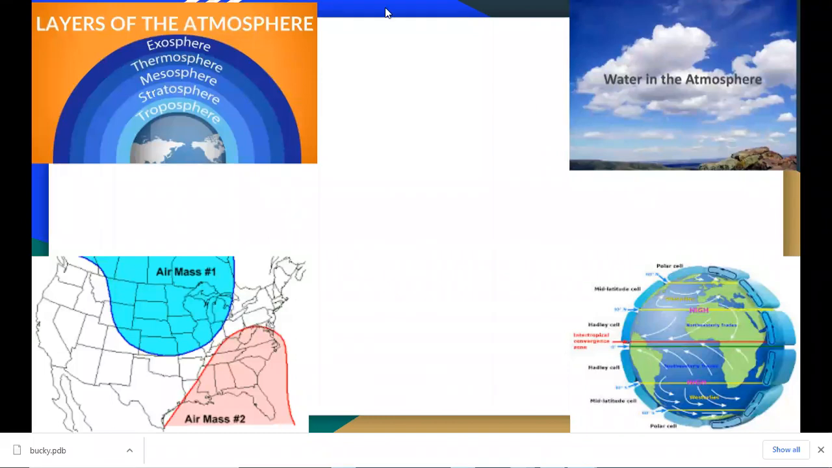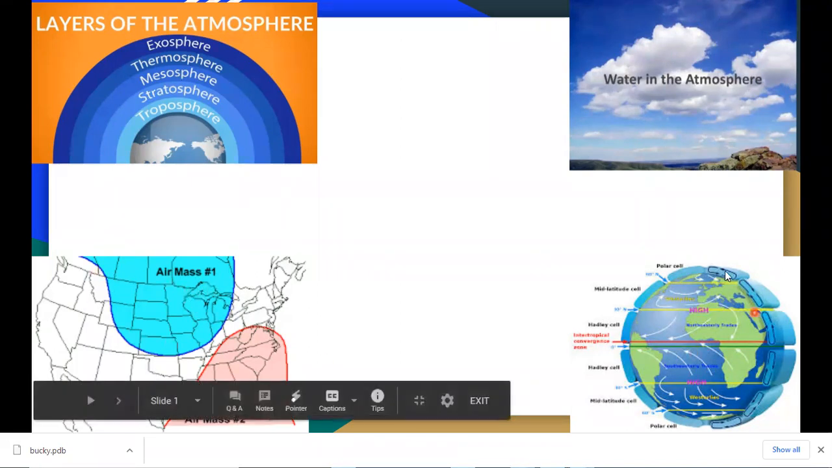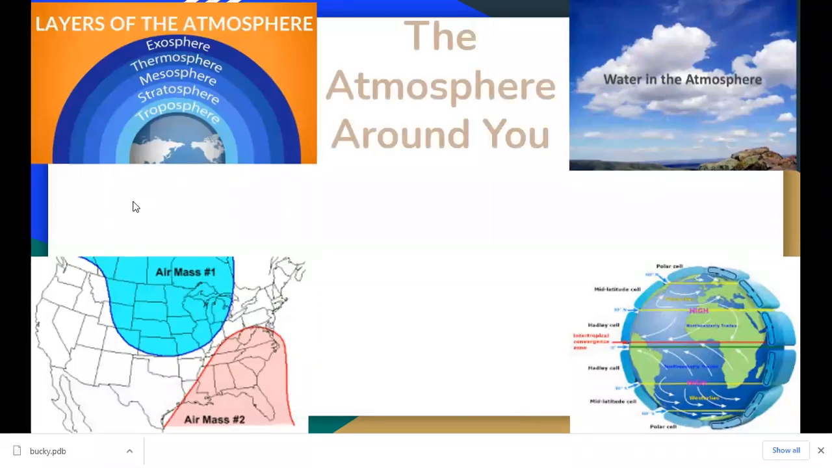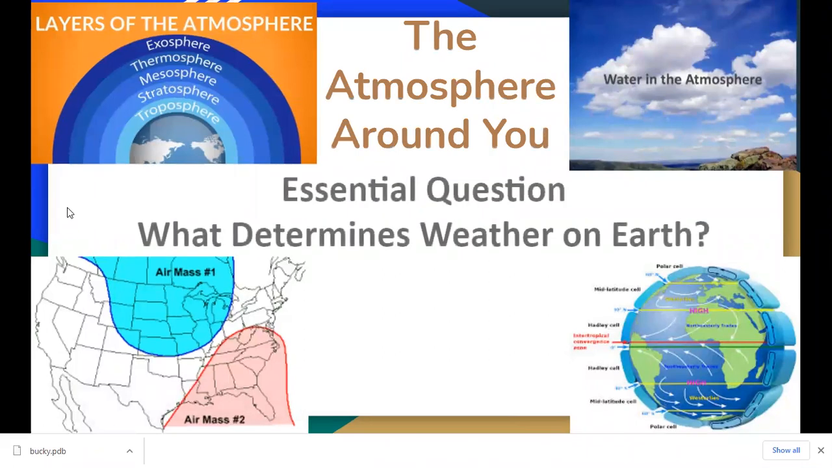Okay, so each of these four corners is going to represent a different lesson within our unit. Today we're going to be talking about the leftmost area. And then we'll also be talking later on about water in the atmosphere, air masses down here, and wind patterns. So our lesson is entitled The Atmosphere Around You. And the essential question for the unit is, what determines weather on Earth?